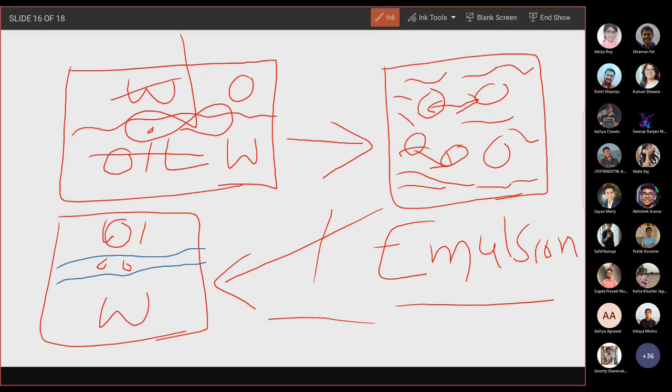Why are these emulsions unstable? We have the oil, and because of the attractive forces, the droplets tend to combine with each other and form bigger droplets. But somehow, if we can suppress this collision, if we can suppress the attractive forces, then you will not have coalescence of the droplets, and you will not have bigger droplet formation. Then you will not have the separation of oil and water. Then only you can make stable emulsions. Stable emulsions are used in the cosmetic and food industries.